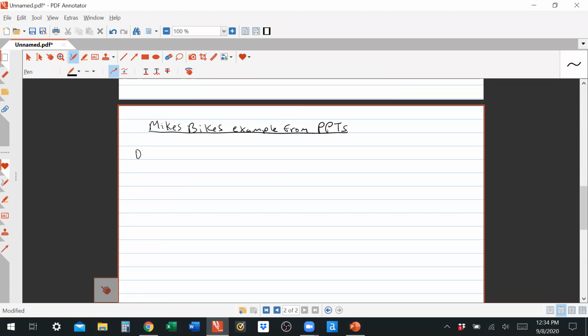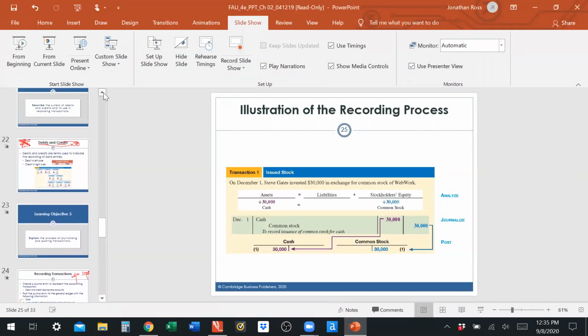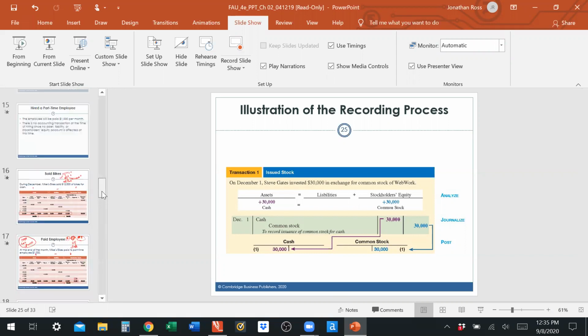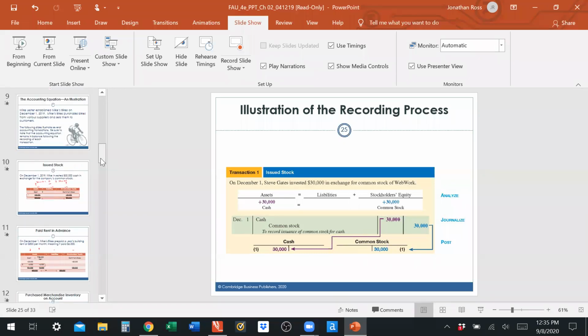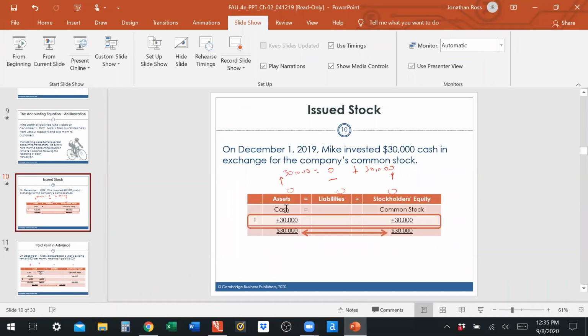on December 1st. So the first transaction, I'll number these transactions. The first transaction was 12/1/2019. And the two accounts that we determined were involved, if we go back, I'll stay out of presentation mode for a second so that we can go back and forth between the slides and go all the way back to the first transaction here. This one. The two accounts involved we determined were cash and common stock. And we determined that cash went up and common stock went up as well.